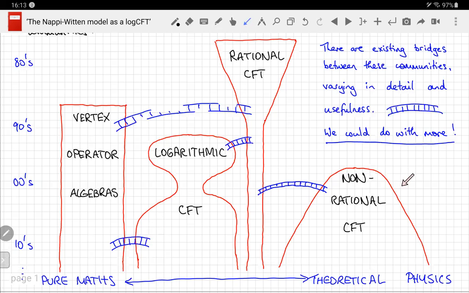The last community I want to talk about is somewhat ephemerally entitled non-rational CFT. But that's not to say it's basically everything which is not here. I mean, these logarithmic CFTs are also non-rational.